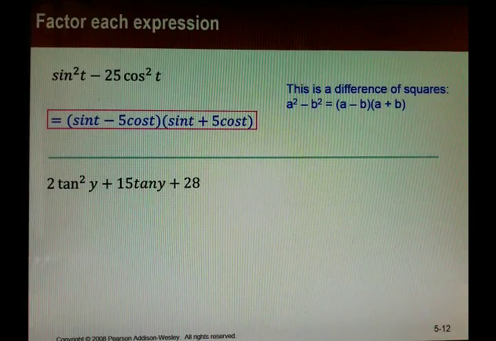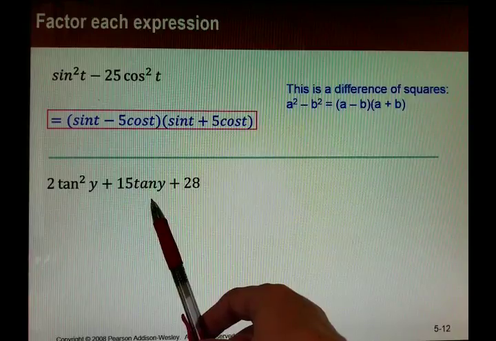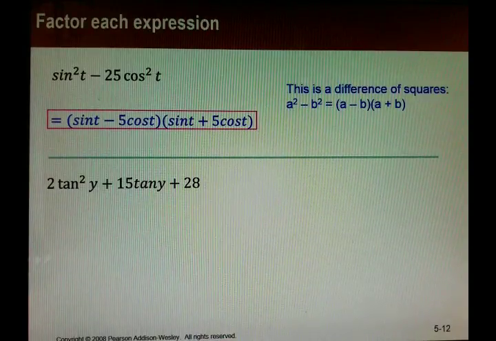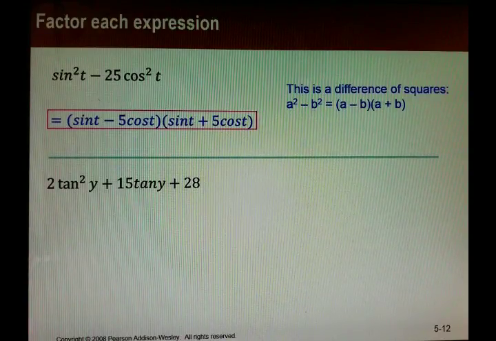All right, when we need to factor the next one, I hope you guys remember your u substitution from college algebra and algebra 2. My u here would equal the tangent of y. So therefore, when I go to factor, I'm actually going to have 2u squared plus 15u plus 28.